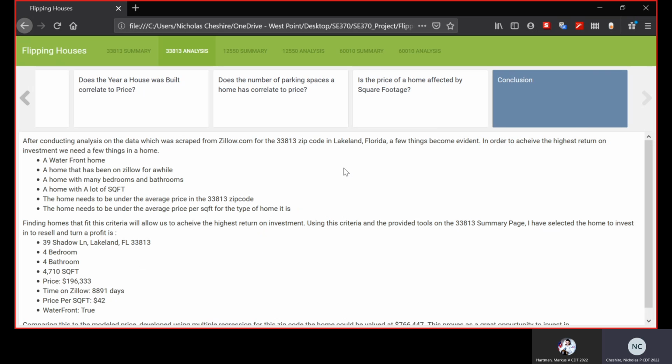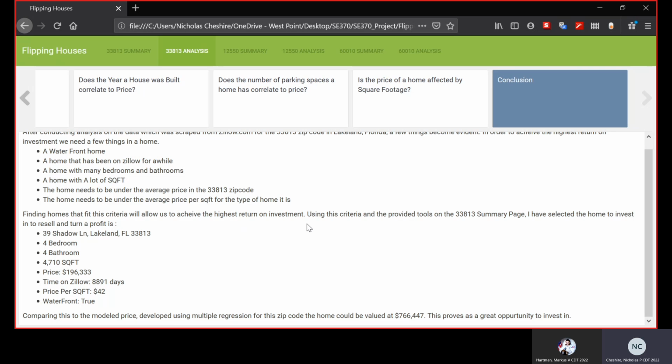It's been on Zillow for a while. It's got many bedrooms, bathrooms, lots of square footage, and it needs to be under the average price in that zip code, and it needs to be under the average price per square foot in that zip code. So what we came up with is the house on 39 Shadow Lane.